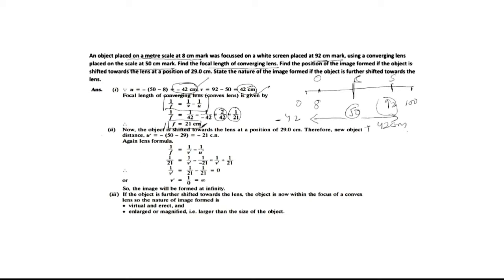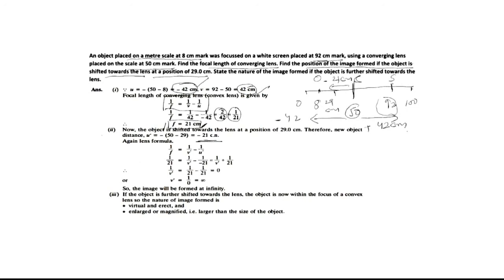Is that clear? Now the next part of this question is: find the position of image formed if the object is shifted towards the lens at a position of 29 centimeter. So here is 29 centimeter mark. Clear? So the object distance becomes 21 centimeter negative. Clear? So object distance becomes minus 21 centimeter.